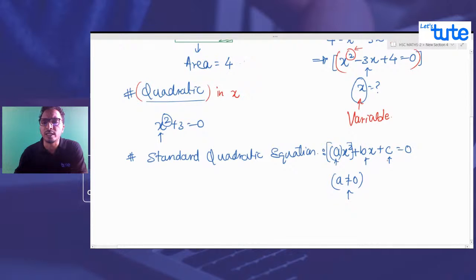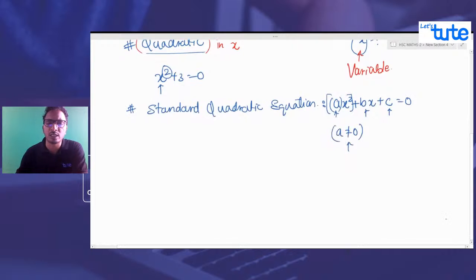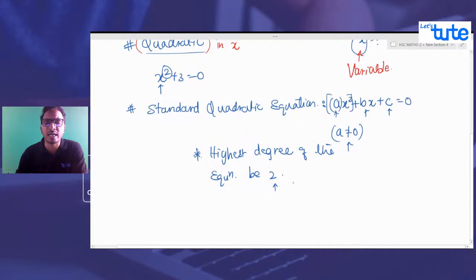Fine. So how to figure out? Let's write the points. The highest degree of the variable of the equation should be 2. Only then can we say that the given equation is a quadratic equation. Now let us try to represent some situations mathematically.